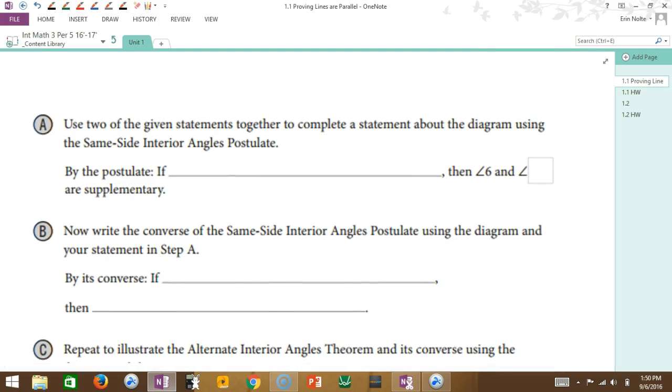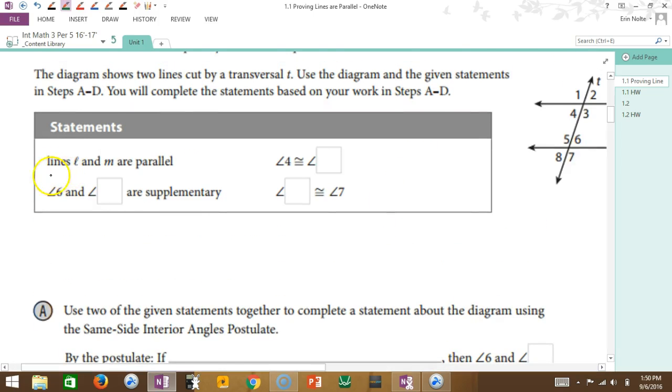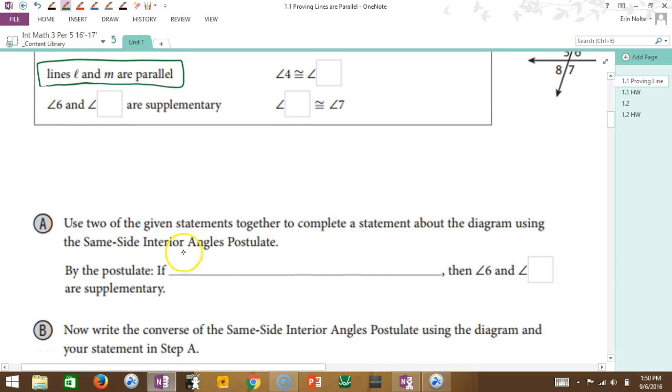Okay, so we're going to use the statements to draw a conclusion about same side interior angles. Up above, I'm going to just say this part right here. If we have two lines that are parallel, so I'm going to write if L and M are parallel.